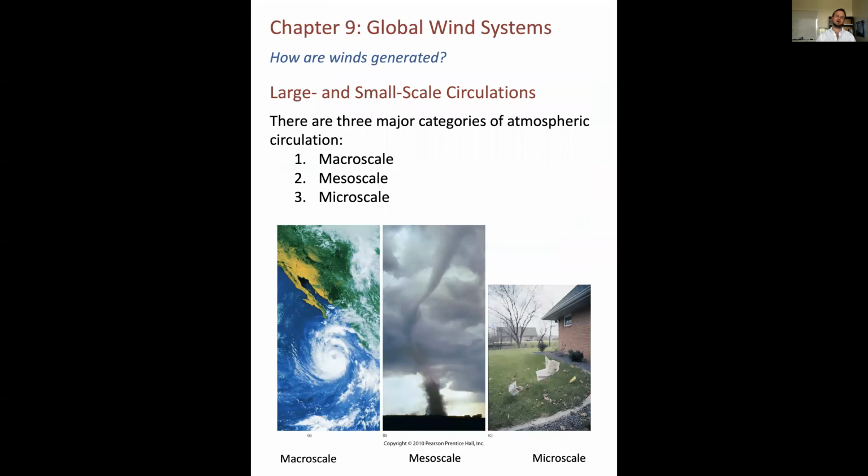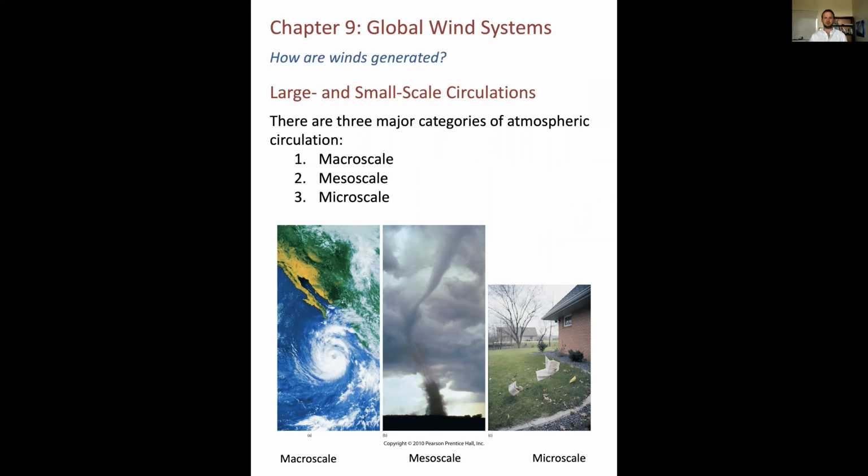So chapter 9 revolves around global wind systems. How are winds generated, and what kind of circulations do we know exist on Earth? Now, it's important to separate the different categories, and there are 3 major categories of atmospheric circulation. Firstly, there's macroscale, then there's mesoscale, and then there's microscale.